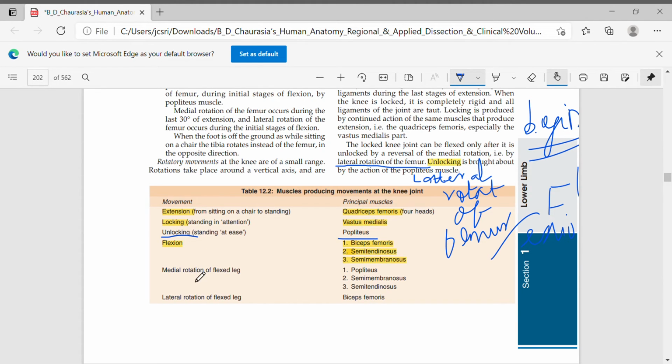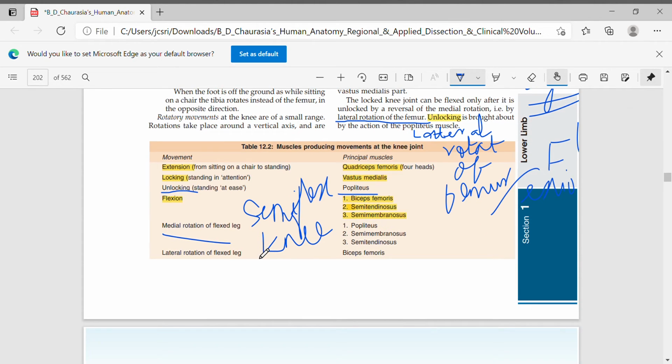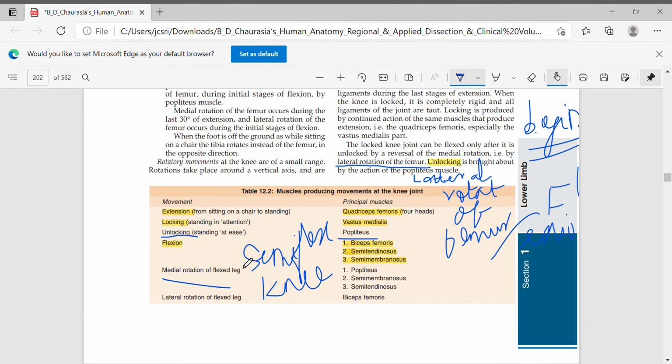Next you have the medial rotation of the femur. It takes place in the semi-flexed knee joint. Lateral rotation you can see in initial flexion, and this is at the extension, and this is at the flexion.